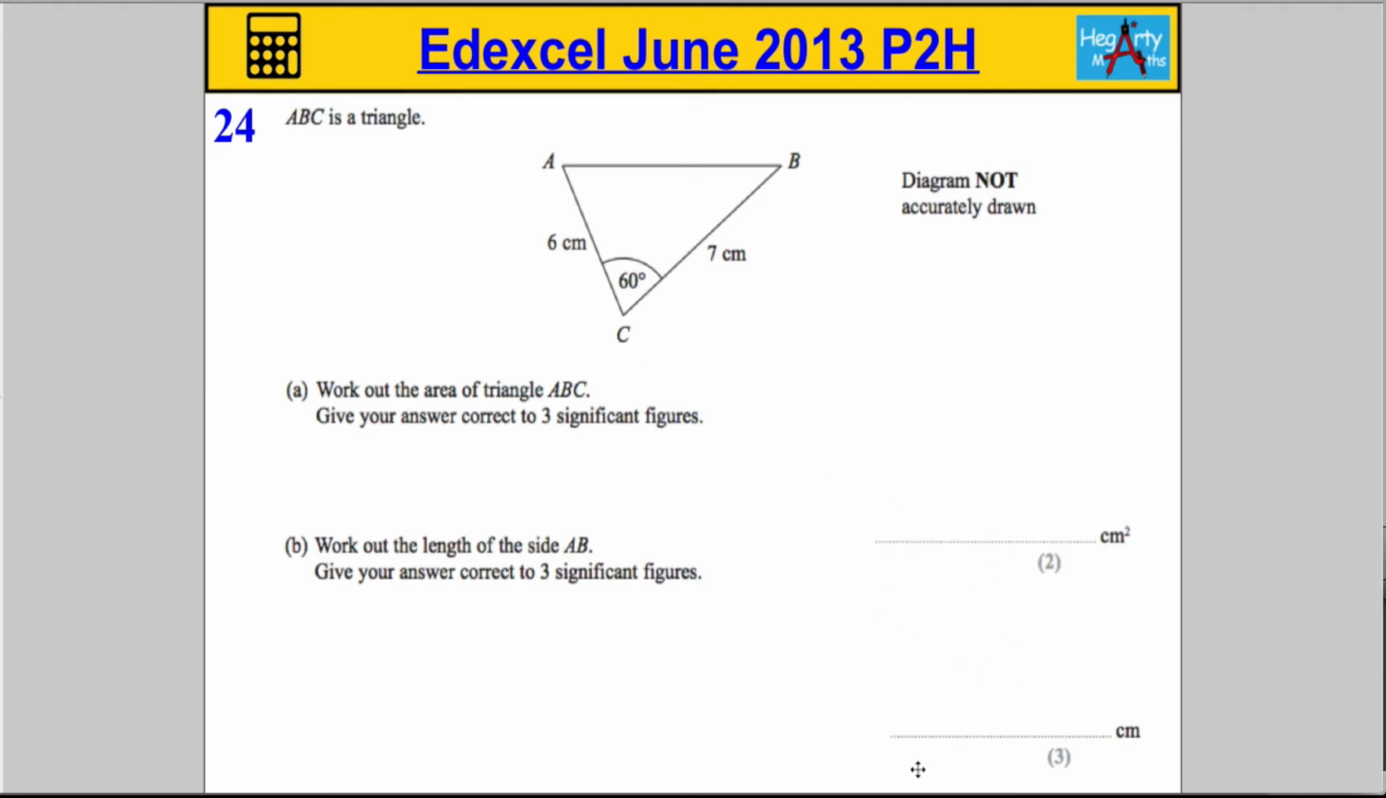And hopefully you're aware of the formula at the front of the paper, because this is a simple application of the area formula using some trigonometry. So area is equal to half ab sine C. What we're looking for is two sides and the angle trapped between them in this triangle, and we're just going to apply it as we see it.